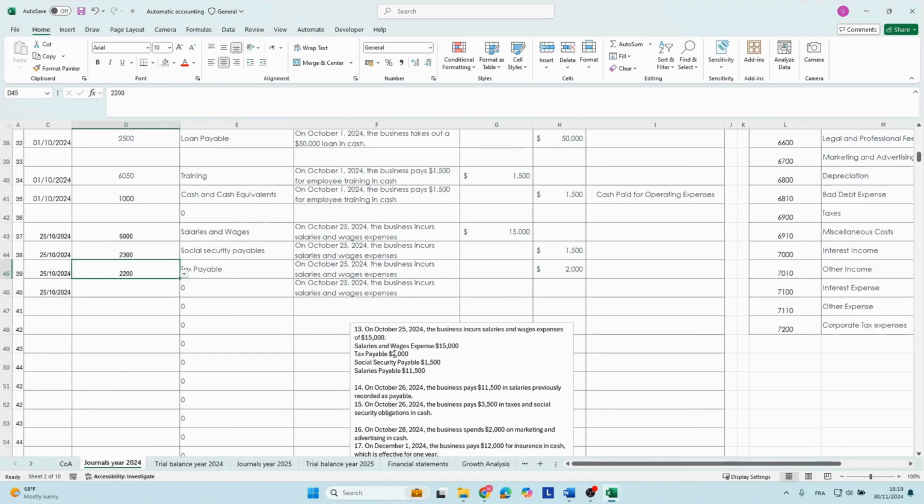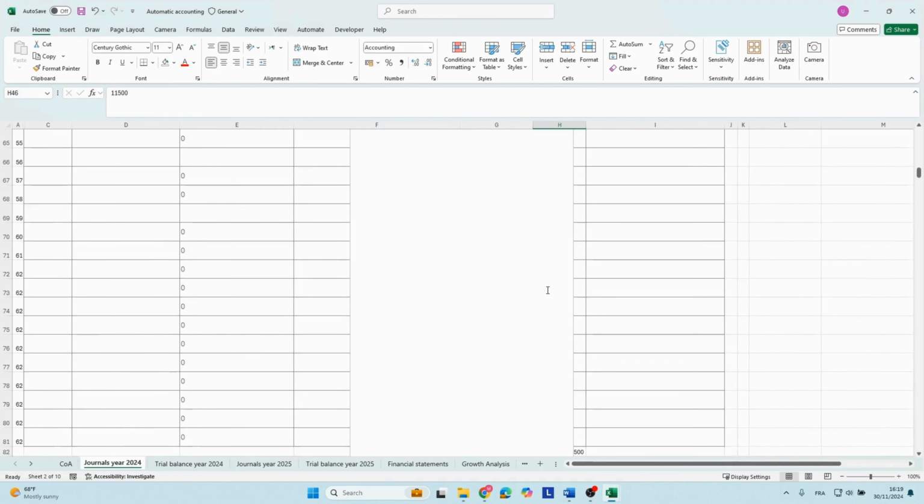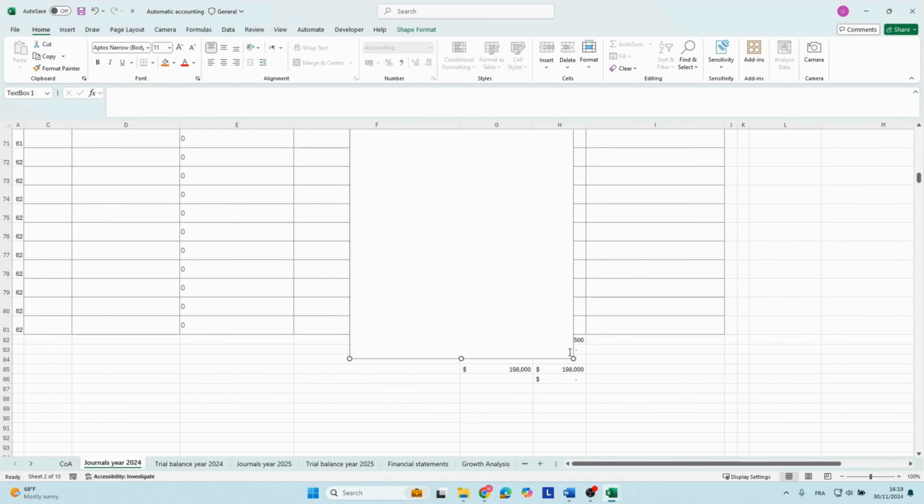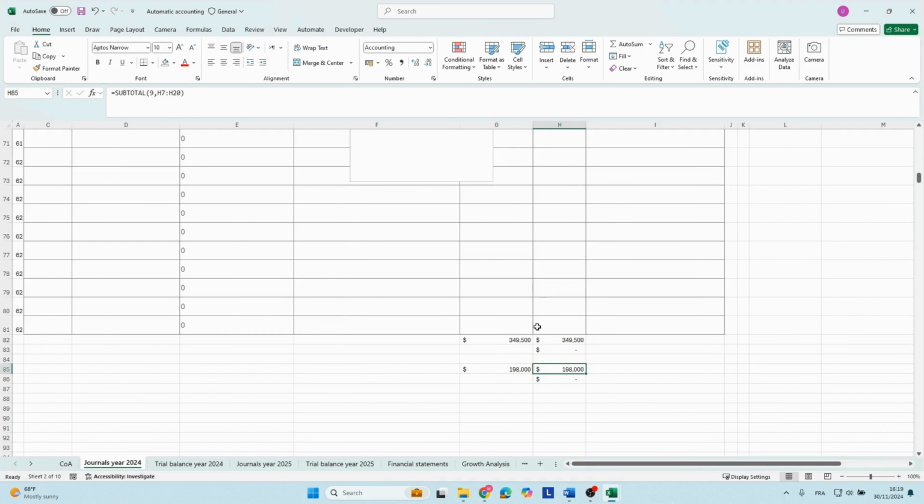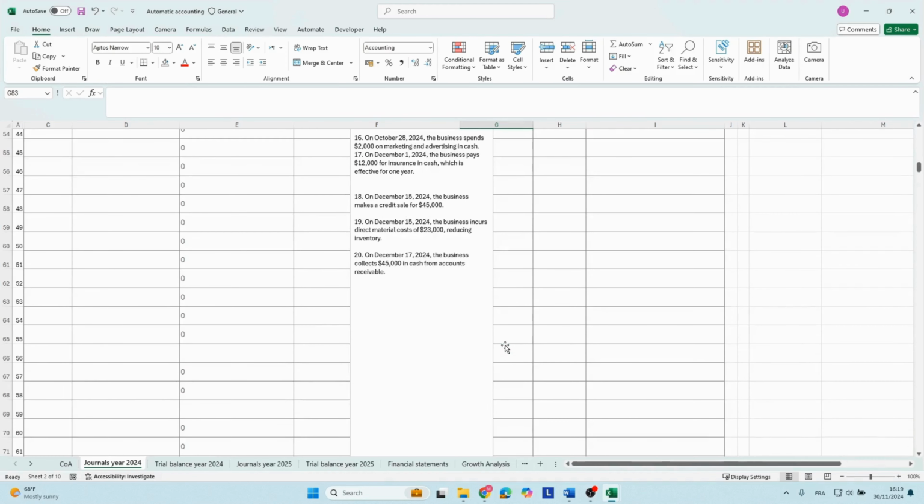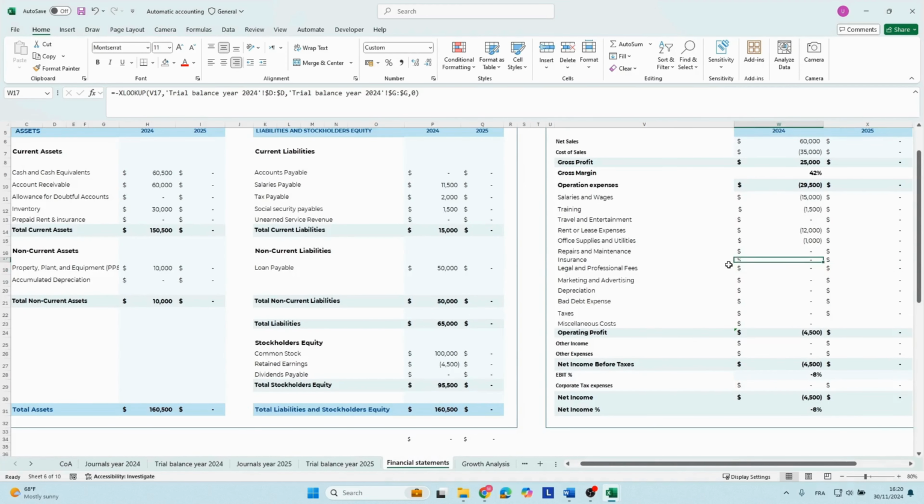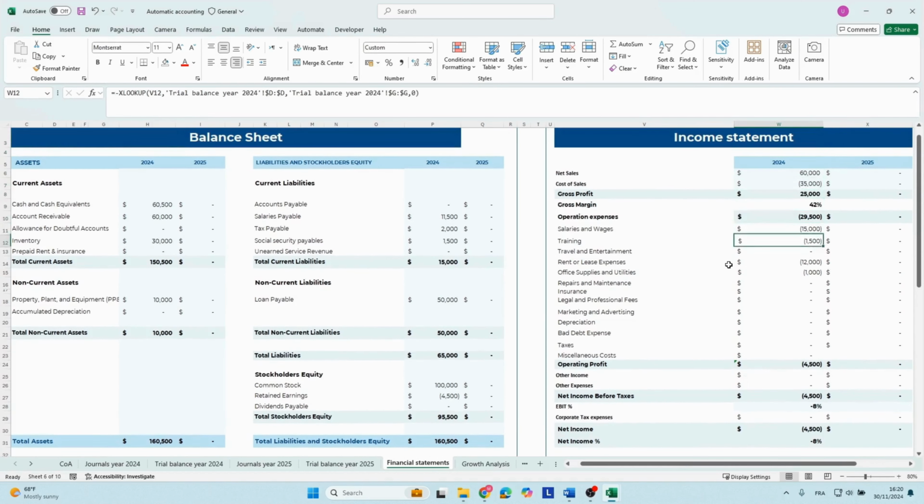Then we have social tax salary payable, which is the remaining account 2,100, and the value is 11,500. And we need to check below to see if the value is correct. So debit equals credit. So this is correct.